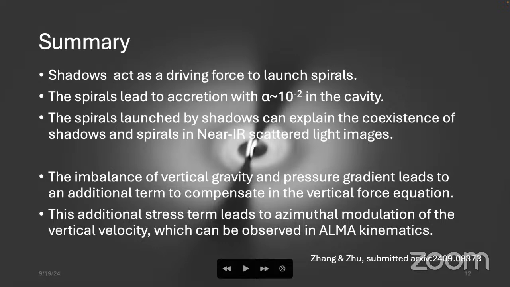Can you repeat the question? Yes, the question was: can we distinguish between the planet-launched spiral and the shadow-launched spiral? My answer for now is that I don't know much, because I only ran one setup, and I need to cover a larger parameter space to fully compare with the spirals launched by planets.